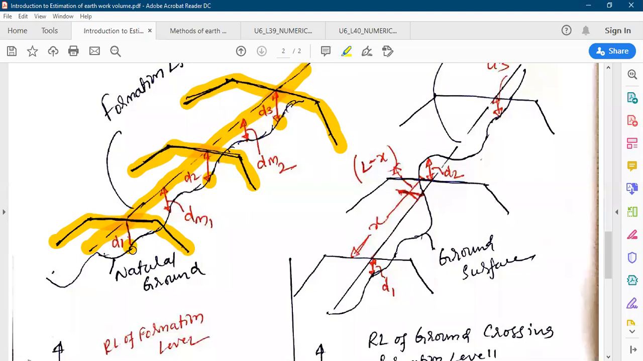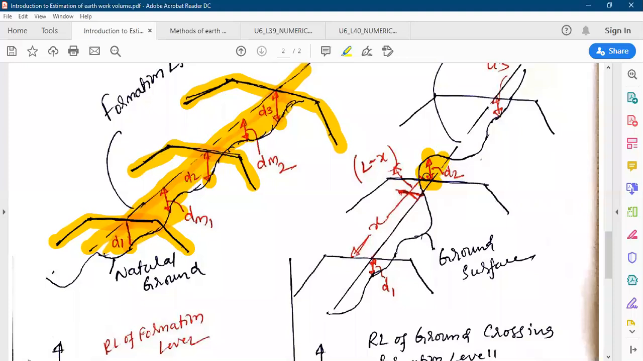Based on that depth, we can identify whether we have to go for filling or cutting. If the depth is positive, that means we have to go for filling. If the depth is coming as negative, that means we have to go for cutting. How are you getting positive and how are you getting negative, right? Difference of RL of formation minus RL of ground. If it is positive, that means RL of the formation is above the ground surface. Then we have to go for filling this much portion, right? So we have to go for filling this remaining portion, right? If RL of the ground is higher than the RL of formation, then you have to cut this portion.